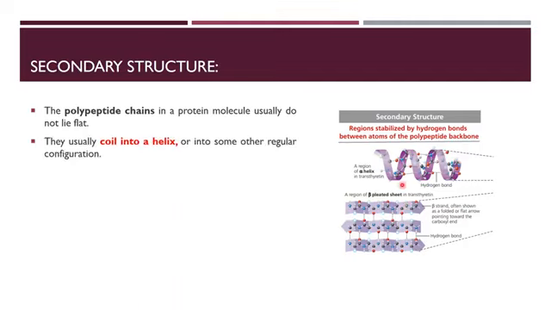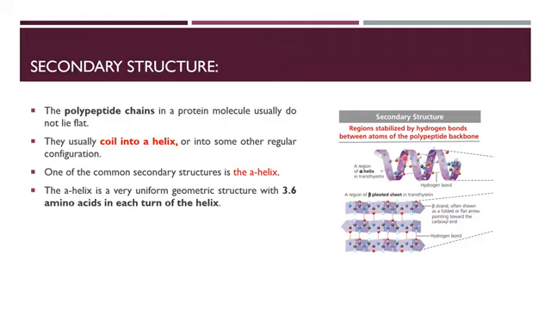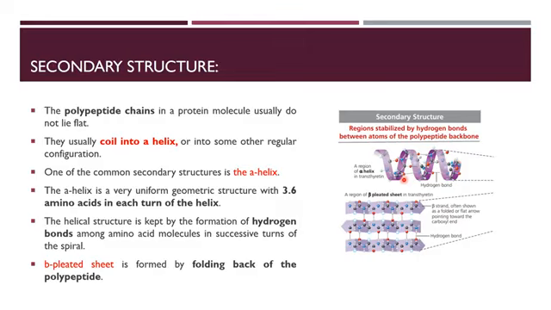So the alpha helix is a geometric structure with 3.6 amino acids in each turn. 1, 2, and 3. 3.6 amino acids are present in each turn of the alpha helix, and the beta pleated sheet is formed by the folding back of this polypeptide or alpha helix structure. And this structure is held together by hydrogen bonds, as we can see here. The alpha helix is maintained by these hydrogen bonds.